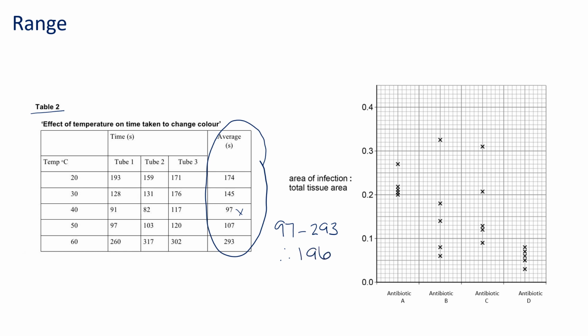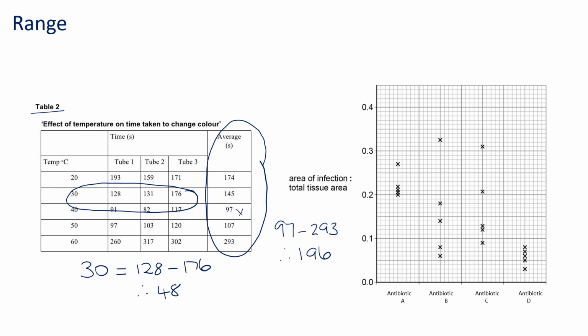Equally, they could ask you to identify the range of a single row of data. So let's say, for example, they ask you to identify the range of data at 30 degrees. And so at 30 degrees, we can see that it goes from 128 to 176, therefore a range of 48.